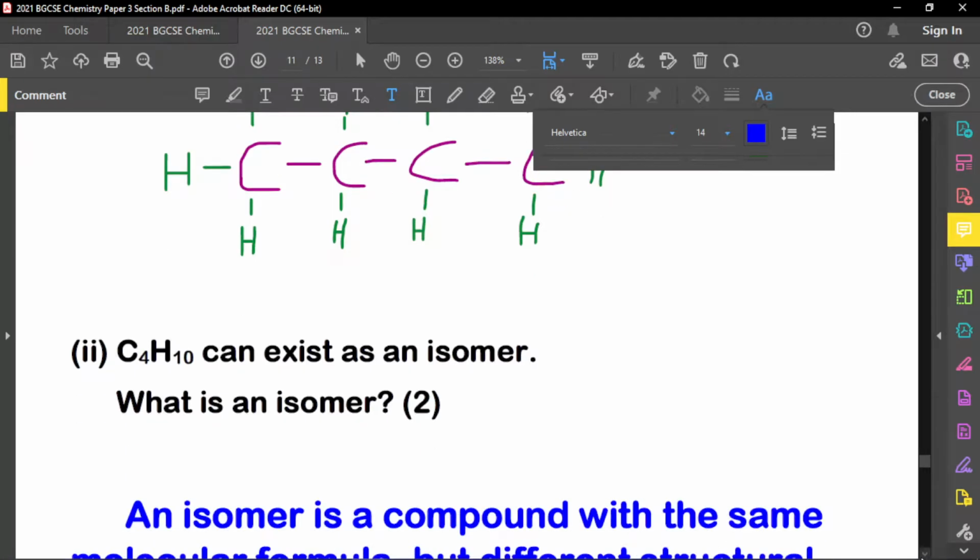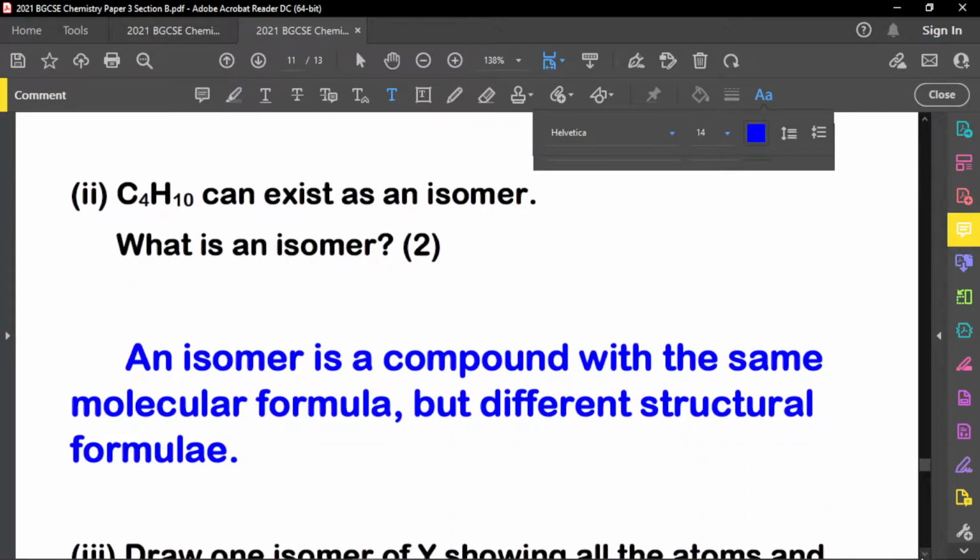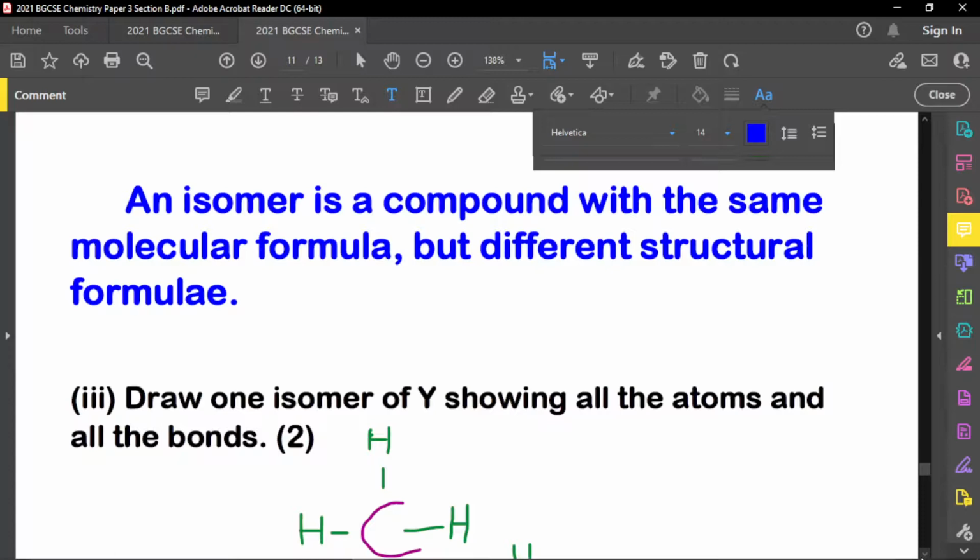Now for part 2, we said C4H10 can exist as an isomer. What is an isomer? And this is for 2 marks. And so an isomer is simply a compound with the same molecular formula but different structural formula. All right, and that's what it is. And so it's to draw an isomer of Y showing all the atoms and all the bonds.